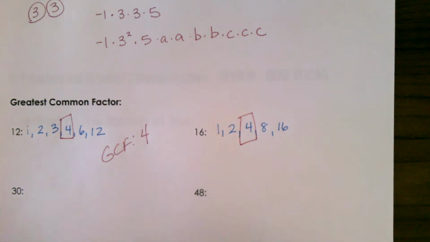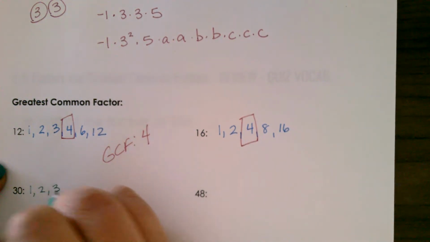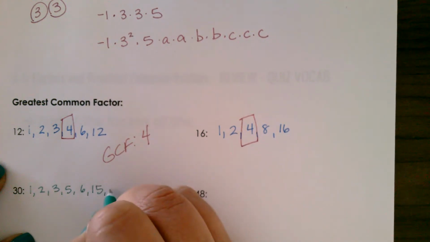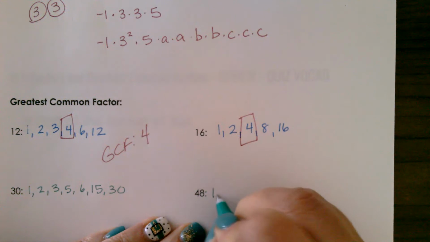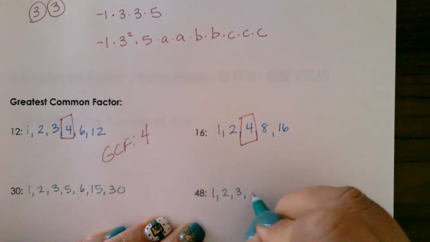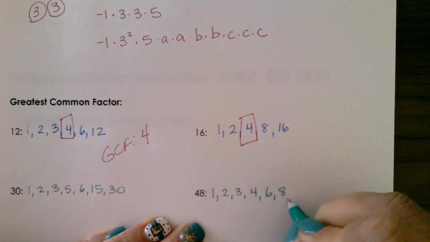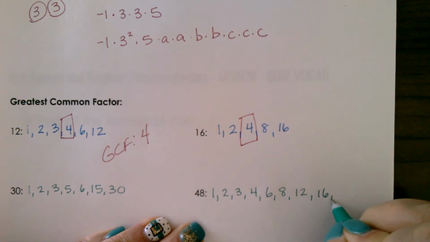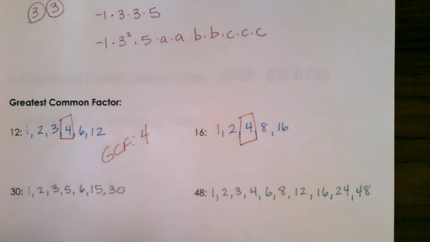Now for 30 and 48, I will do the same thing. I will list all of the factors of 30. And then I will go over here and list all of the factors of 48. And I realize I'm going kind of speedy here, but I'm hoping you guys are good at finding factors. I can slow down a minute to let you look at these.